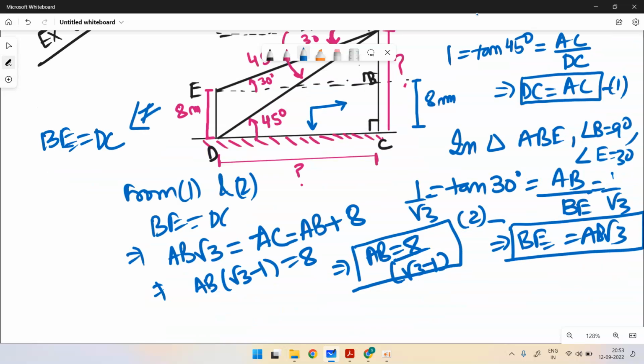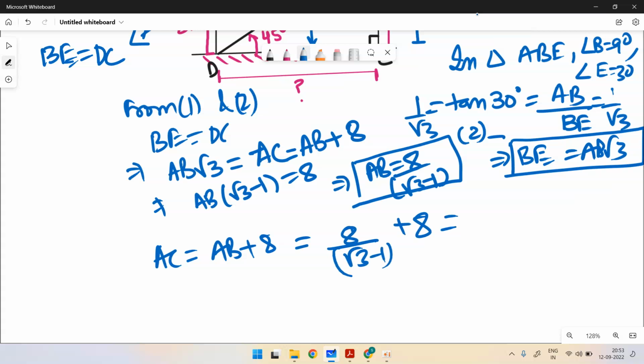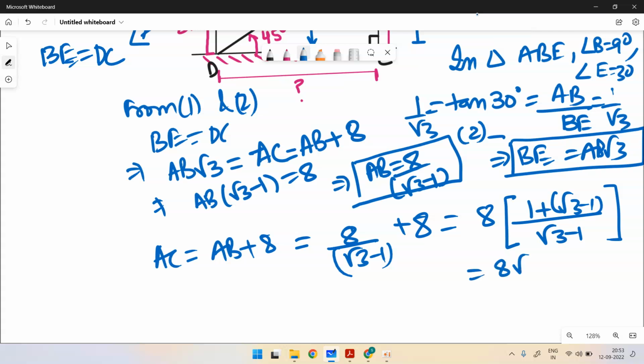Now AC will be AB plus 8, which is nothing but 8 by root 3 minus 1 plus 8. If you take the LCM and take 8 common, this is 1 plus root 3 minus 1 by root 3 minus 1. So the minus 1 and plus 1 get cancelled, this is 8 root 3 by root 3 minus 1 meters.